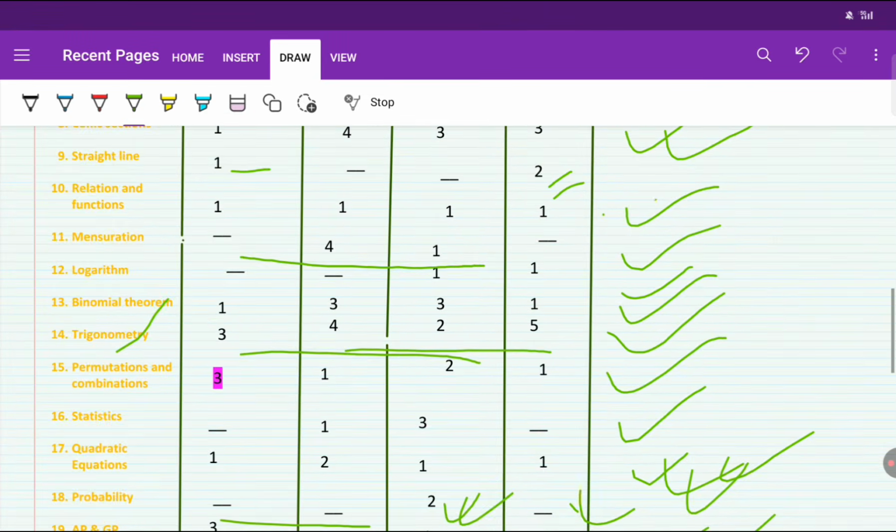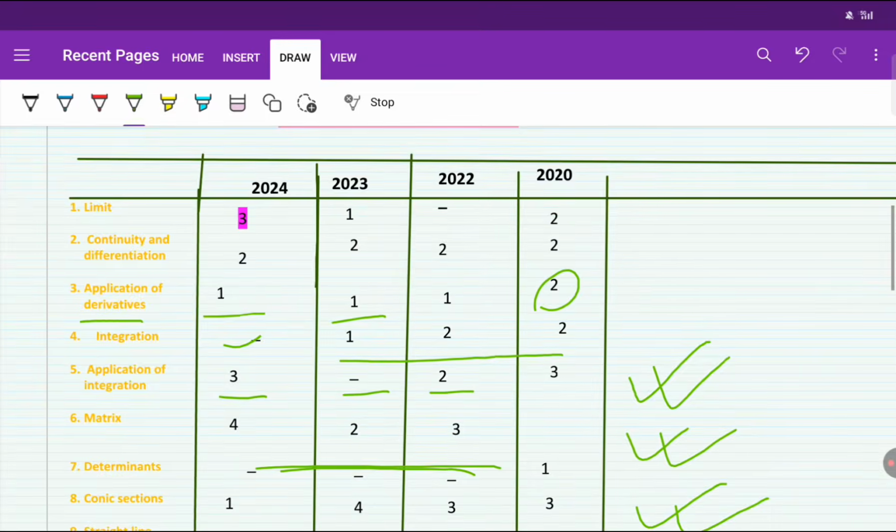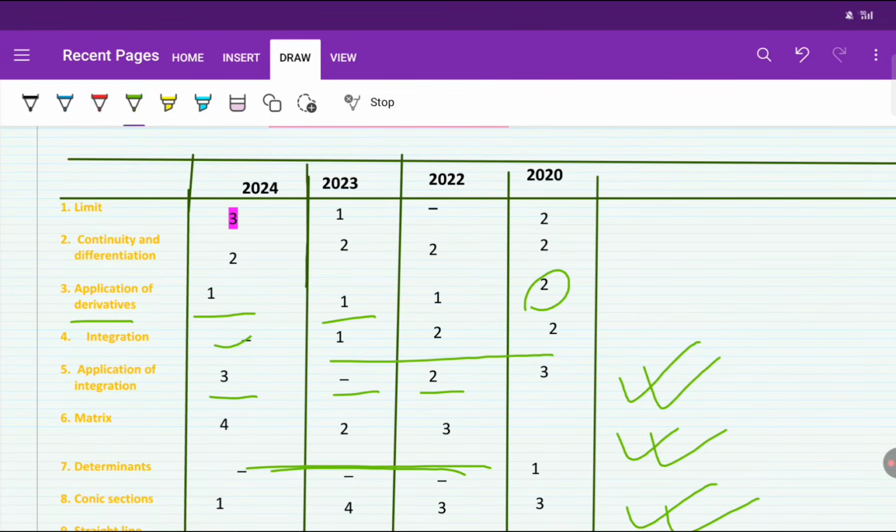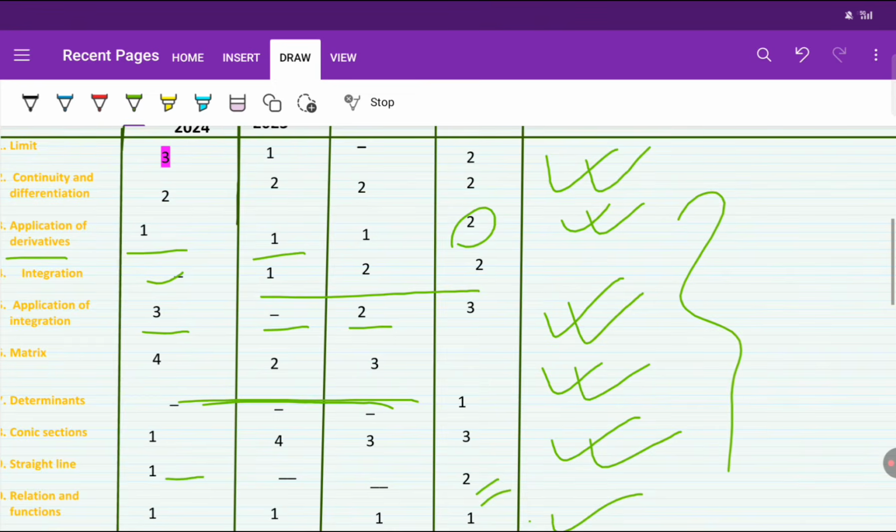One thing here, you can see which chapters are very important. Limit, you have to study limit. Limit is very important. This is very easy also. And continuity and differentiability, this is also easy. You can take it. Those who are weak in mathematics, you can go for this.